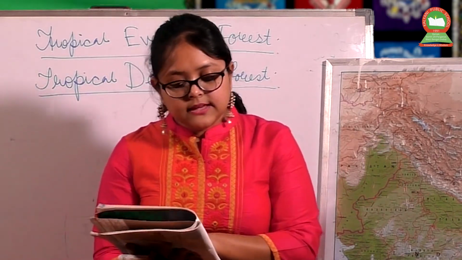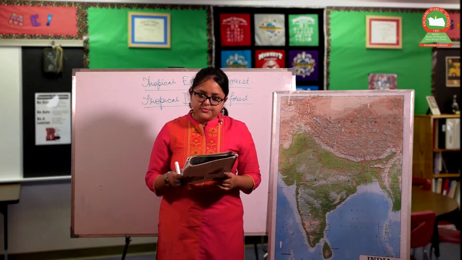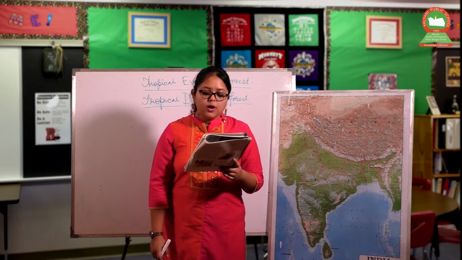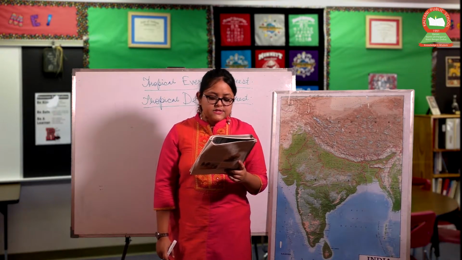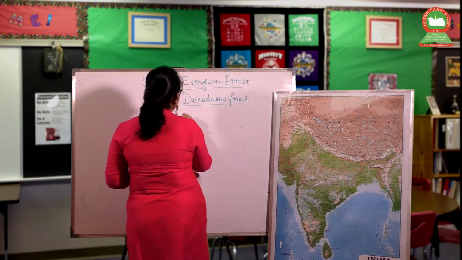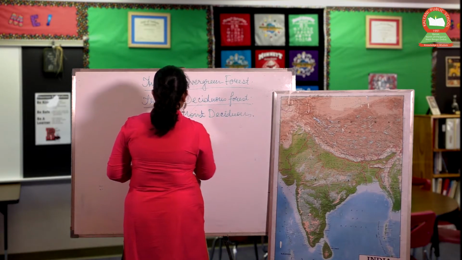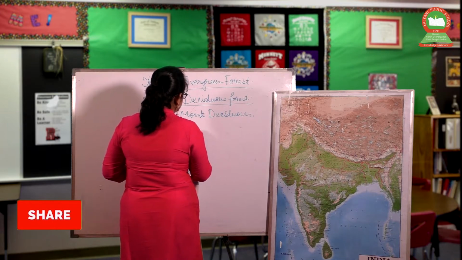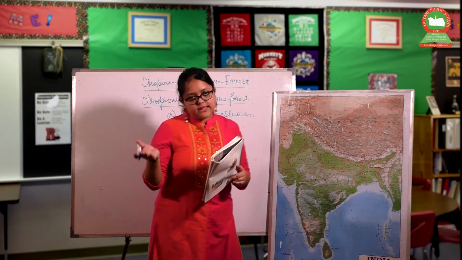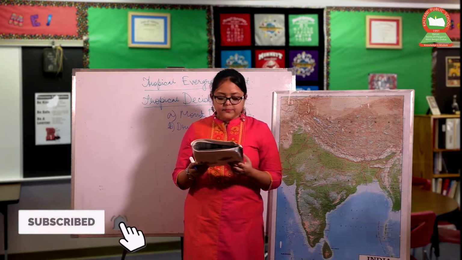And in this type of vegetation, what are the features we will get? In tropical deciduous forest, the rainfall will be 70 centimeter to 200 centimeter, and on the basis of the availability of water, these forests are divided into moist deciduous and dry deciduous. So this will be moist deciduous and another one will be dry deciduous. Moist deciduous means the rainfall will be more than dry deciduous, and dry deciduous means the area will be drier.